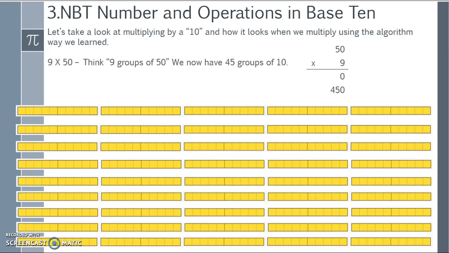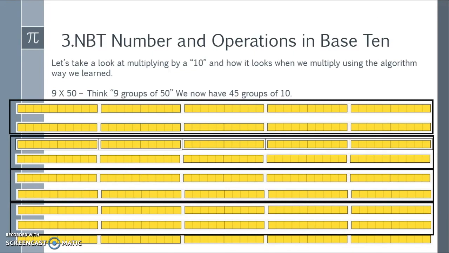So now we have 45 groups of 10 that we need to group into 100. And notice on the column there that we would take 9 times 5 and get 45. So we have 45 groups of 10. So that's what that comes from when we're using the algorithm to multiply.